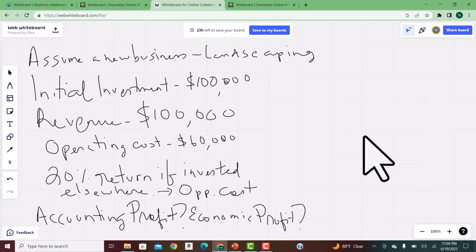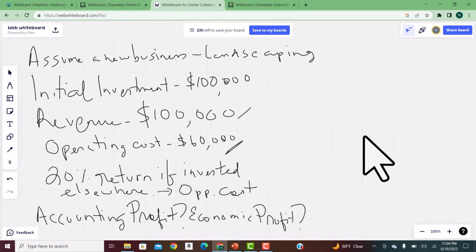100,000 was needed to buy machines. 100,000 was needed to do advertising, to hire some people or workers for my business. So it took me 100,000 initially to start my business. Now, once I started my business last year, I was able to generate $100,000, and the total cost that I incurred over the whole year for my business was $60,000.